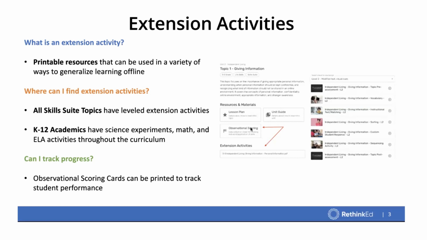You'll also find an observational scoring card. I point this out because it's important to know that you can also track progress offline. You can grab these easily printed cards and track student performance in terms of levels of independence, engagement, and really see that the students are learning and applying things outside of the interactive lessons within the program.